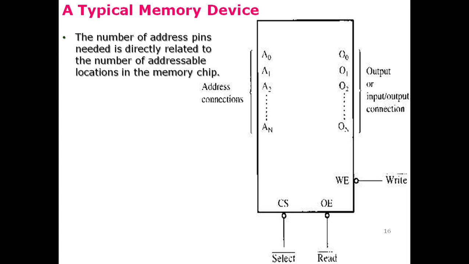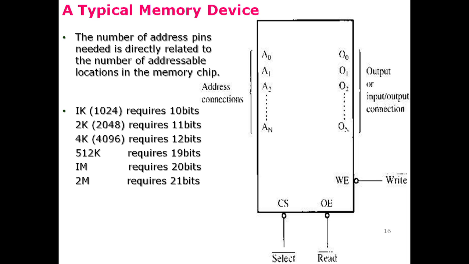The number of address pins needed here is directly related to the number of addressable locations in the memory chip. So the more addressable locations inside the chip, the more address pins in that memory chip. For example, if the memory chip has 1 kilo locations, and 1 kilo in binary means 1024 memory locations, then 10 address pins are required, because 2 raised to power 10 is 1024 in the binary system.